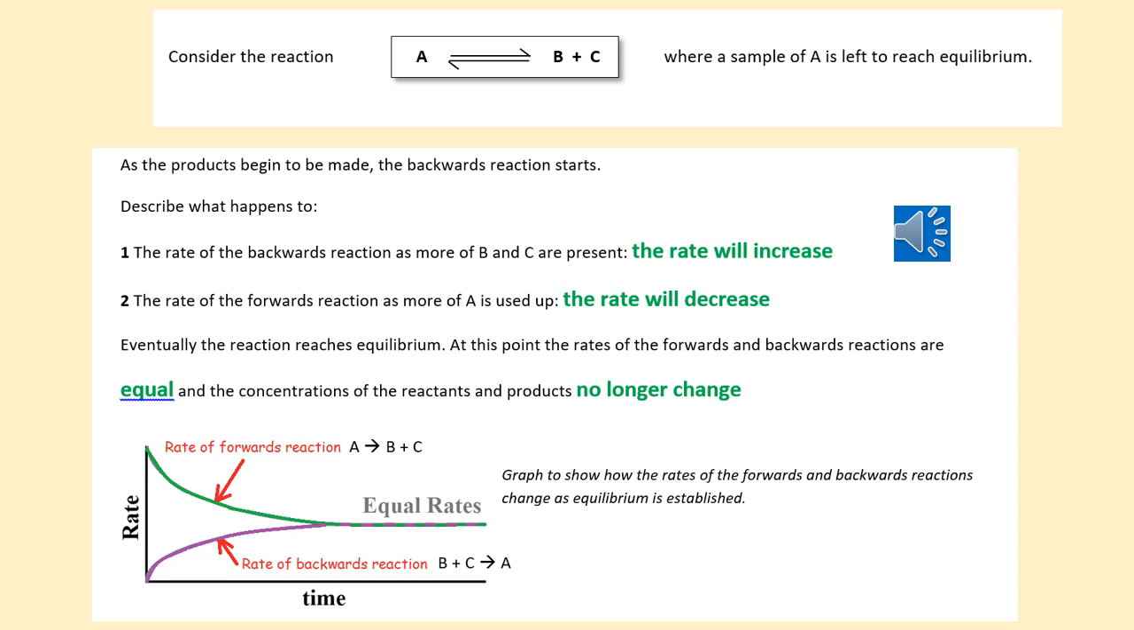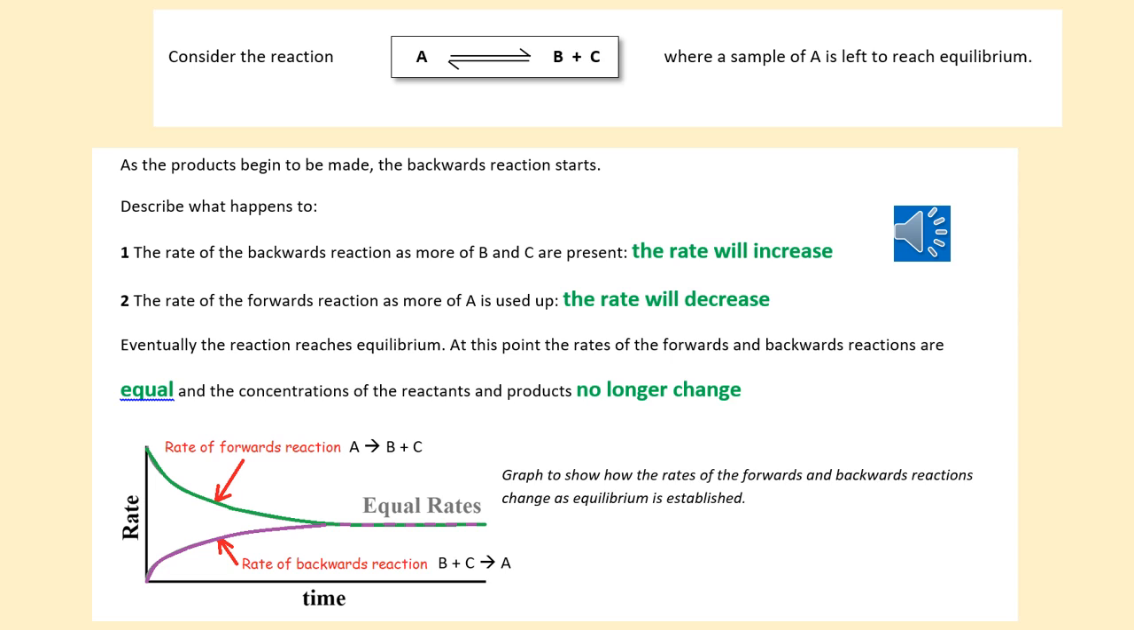So in the filling in of the gaps, eventually the reaction reaches equilibrium. At this point, the rates of the forward and backwards reactions are equal, or you could write the same. And the concentrations of the reactants and products, now this is important, they no longer change.